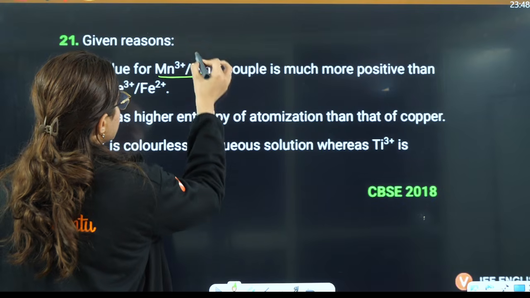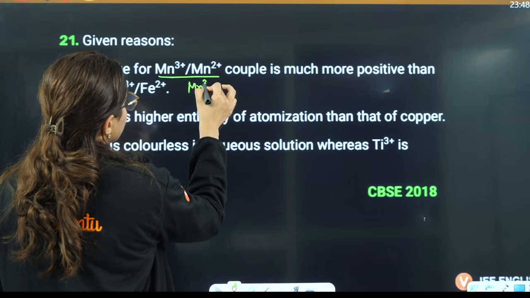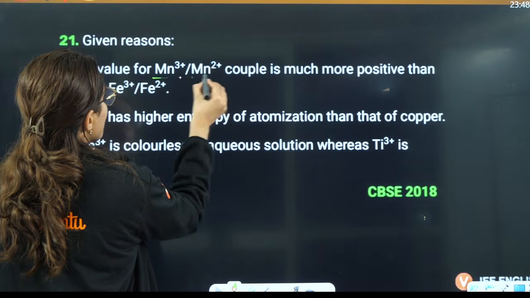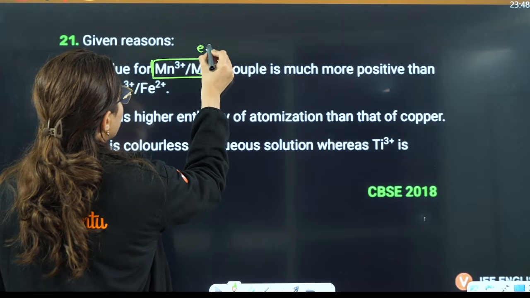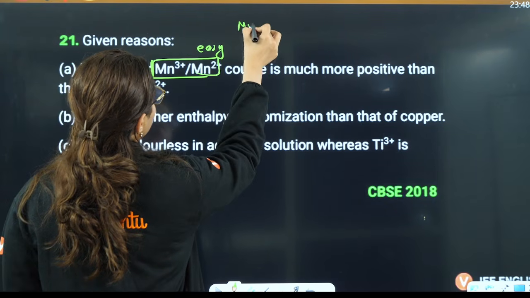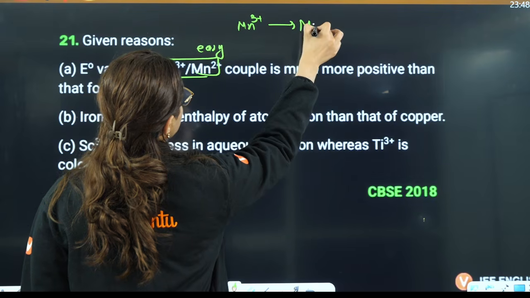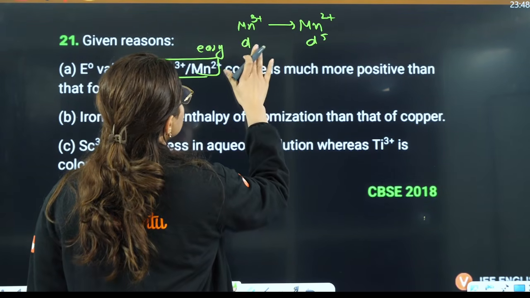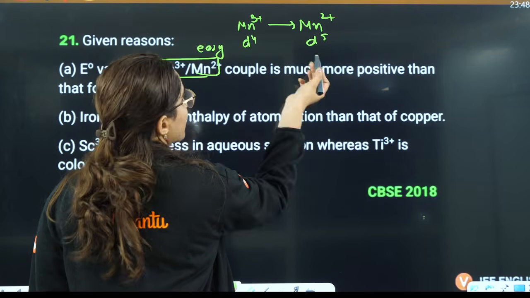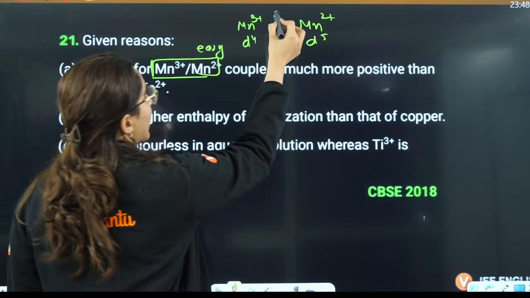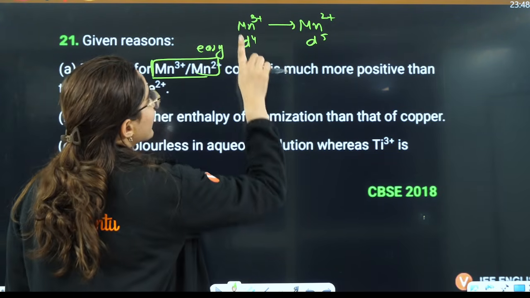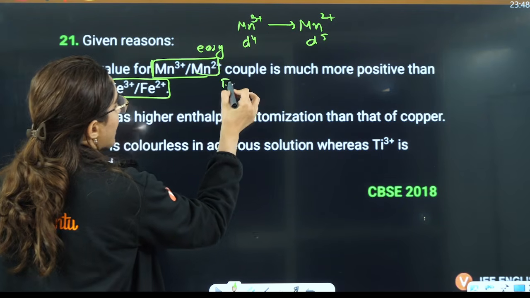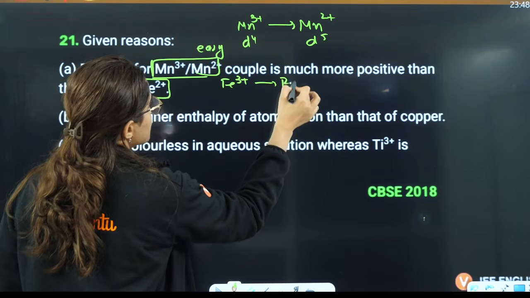E0, this manganese 3 positive. So if you talk about manganese, this is much more positive. That means this is easy. This is easy, meaning manganese 3 positive to 2 positive is easy because this is 3d5 and this is d4. So definitely it is easy, because you are getting converted from unstable to stable. Here it is difficult. Why? Because Fe 3 positive to 2 positive.